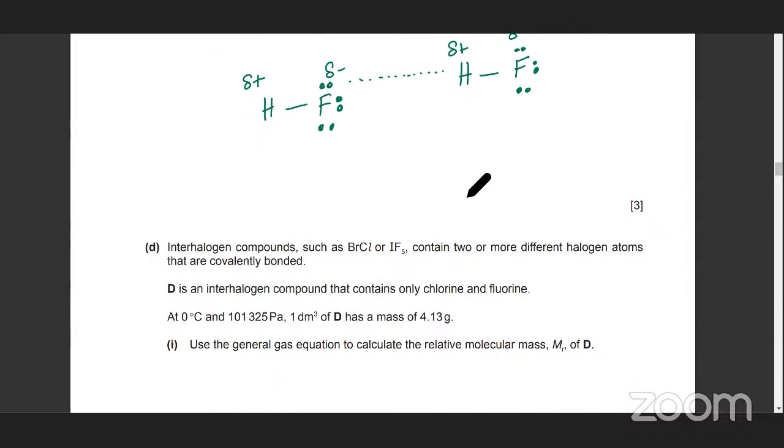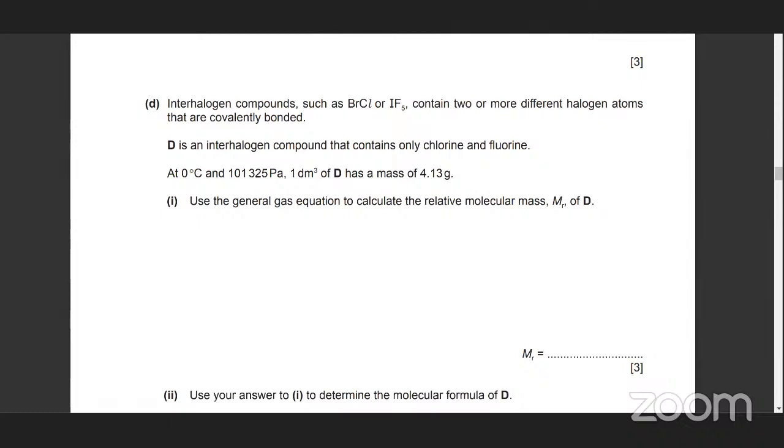After that, you have interhalogen compounds such as BrCl or IF6, and they contain two or more different halogen atoms that are covalently bonded together. D is an interhalogen compound that contains only chlorine and fluorine. Now, we're not sure what the formula is. We don't know how many chlorines, we don't know how many fluorines. So that is what we're not sure of.